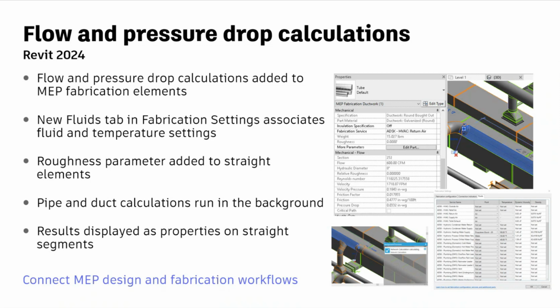A quick example would be in a duct, you would have the fluid set to air, and you would apply the density and dynamic viscosity for the duct settings. The roughness parameter, for the materials that the fluid or the air has to travel through, has been added to the straight elements and is now visible in the properties palette.